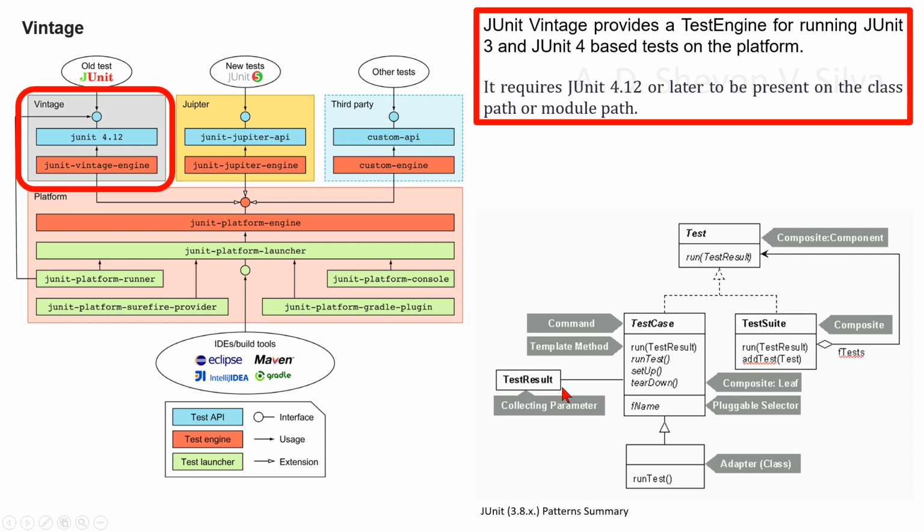TestResult is an extension point of the framework. Clients can define their own custom TestResult classes. For example, an HTMLTestResult reports the result as an HTML document.